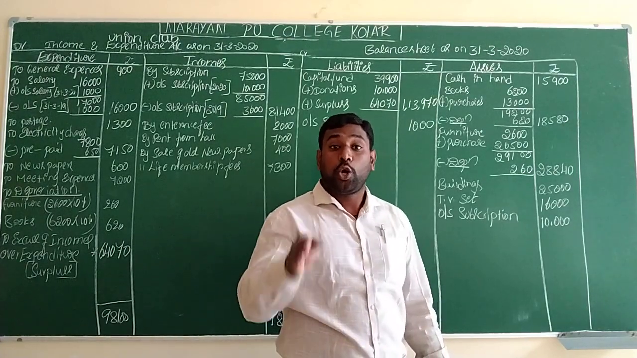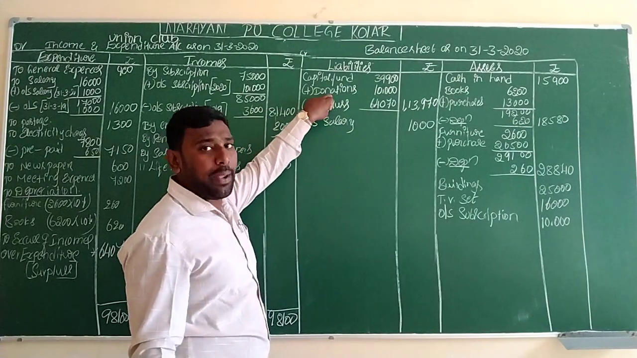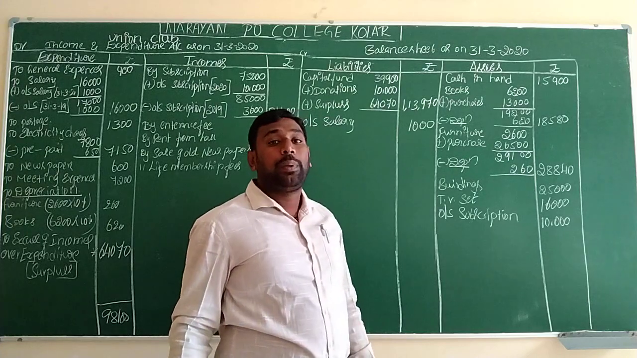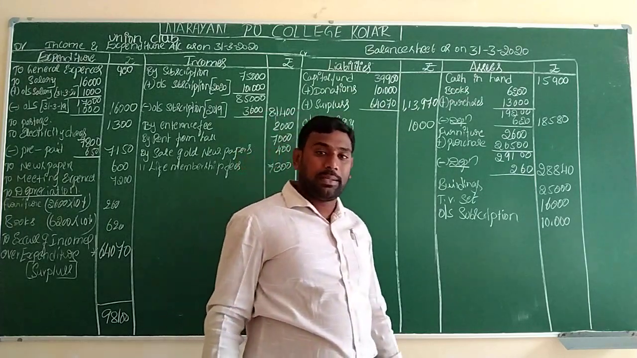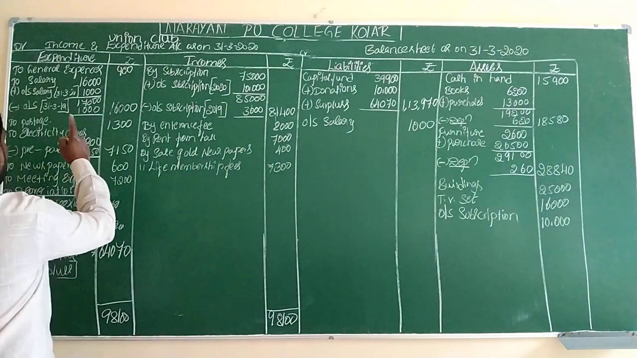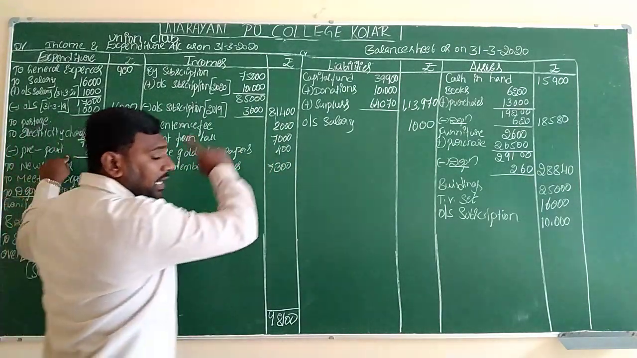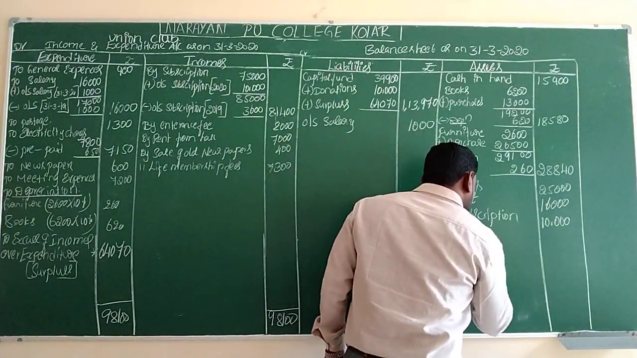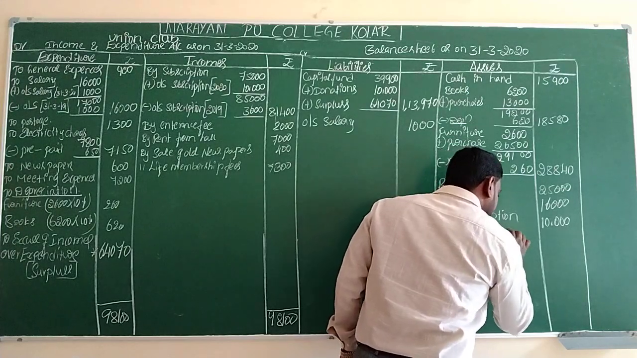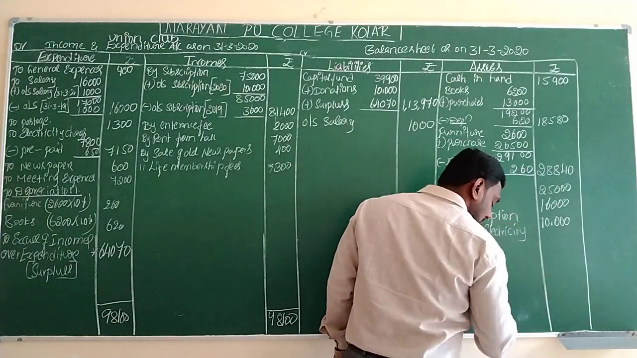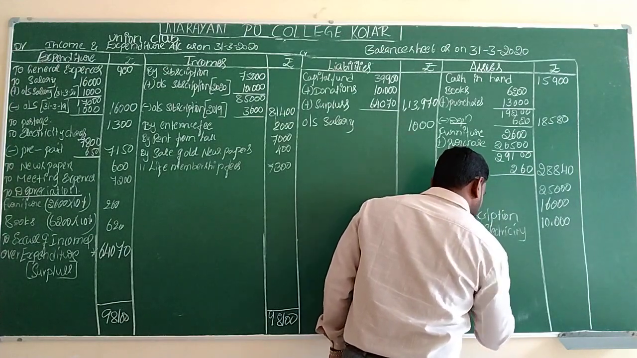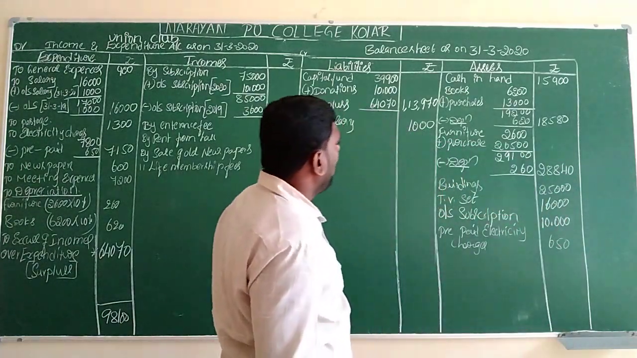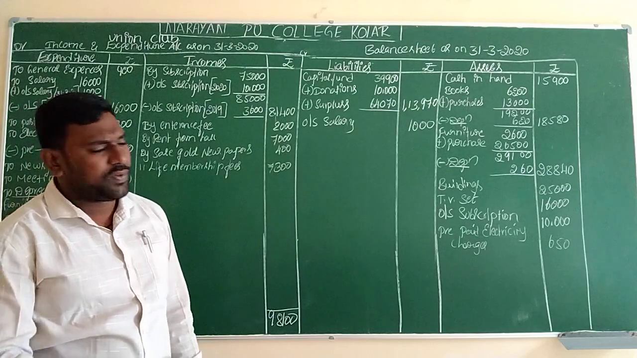Adjustment number 4, what does it say? Donations are to be capitalized. We should add it to the capital completely. The last adjustment they have given is prepaid electricity bill. First it should be considered as an expense, we should deduct it here, and again it should be considered as an asset. We will write prepaid electricity bill, electricity charges, value is 650 rupees. Now we have fulfilled all the conditions and transferred all the transactions.